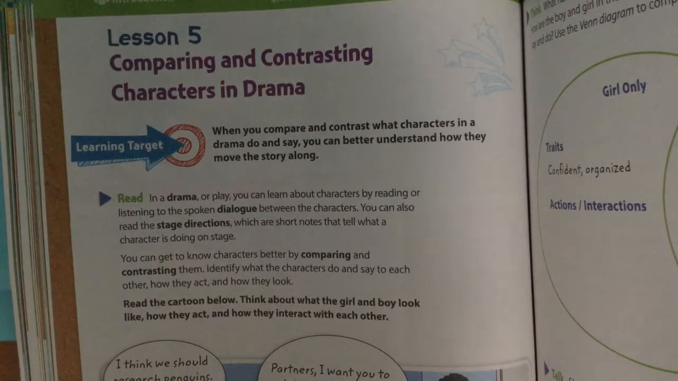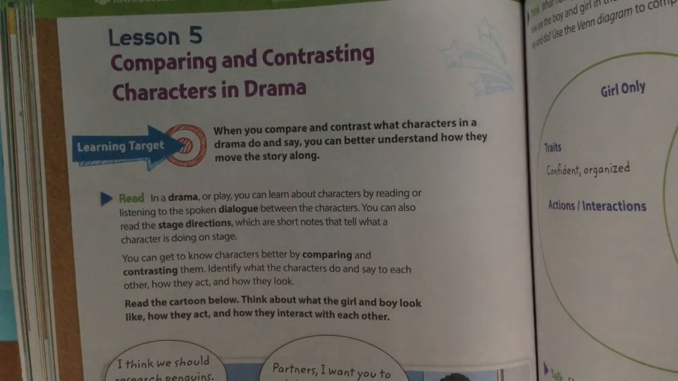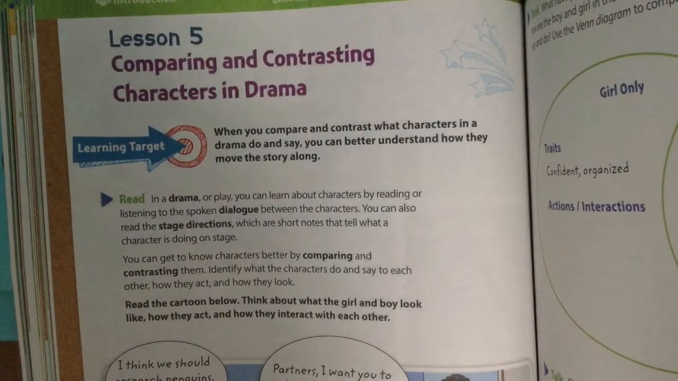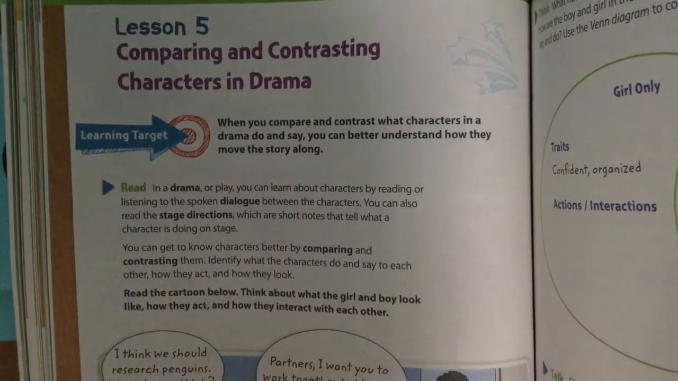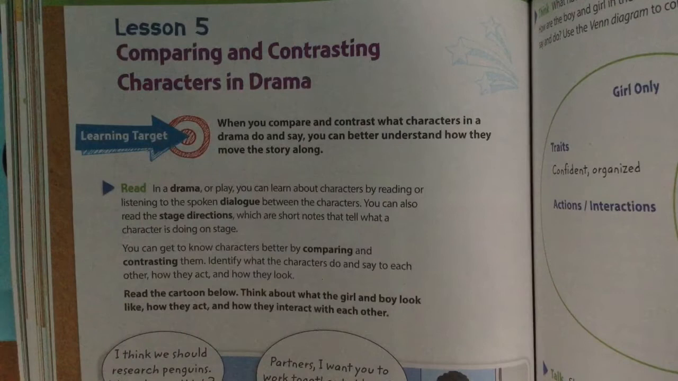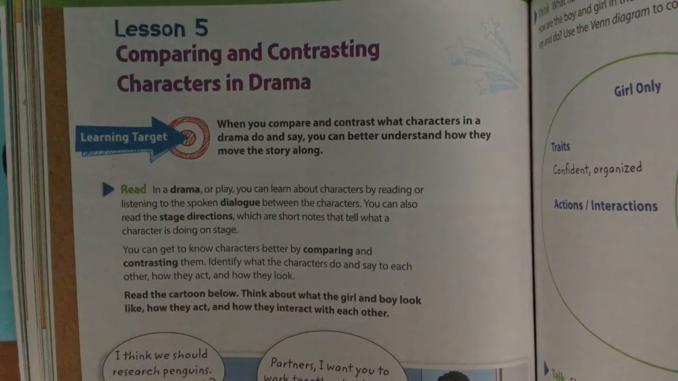So this is lesson 5. It's comparing and contrasting characters in drama. Our learning target for this lesson is when you compare and contrast what characters in a drama do and say, you can better understand how they move the story along. In a drama or play, you can learn about characters by reading or listening to the spoken dialogue between the characters. You can also read the stage directions, which are short notes that tell what a character is doing on stage. You can get to know characters better by comparing and contrasting them.